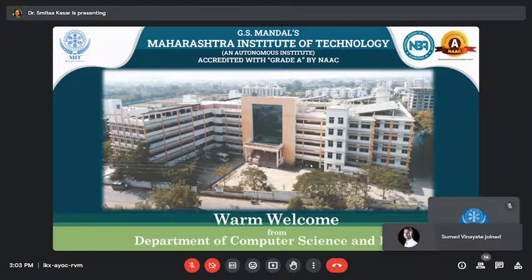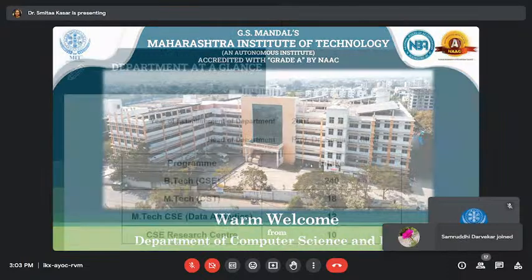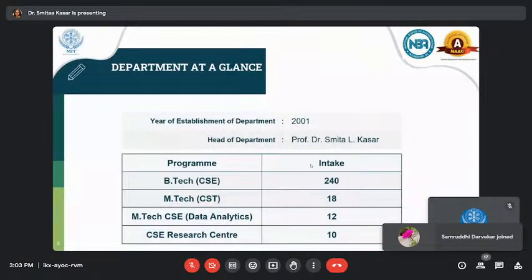Now let me take you through a short tour of what the MIT Computer Science and Engineering Department is going to give you. So let's move further in the presentation. This is our department at a glance. The department was established in 2001. I am the head of the department. Presently we run these programs. We have BTech in Computer Science and Engineering. The intake for the admission of 2023-24 is 240.